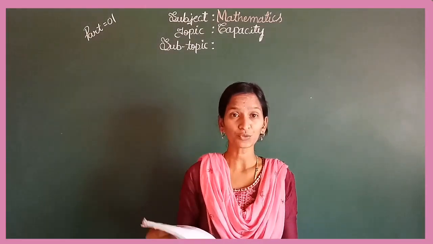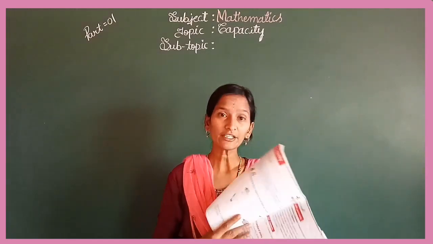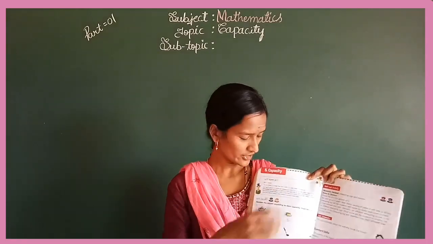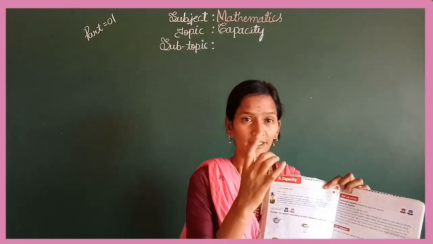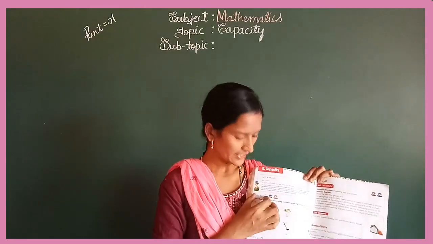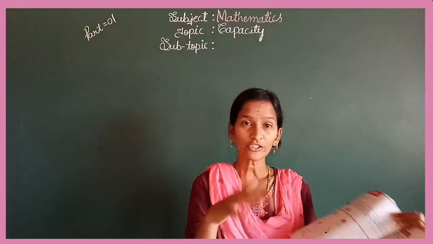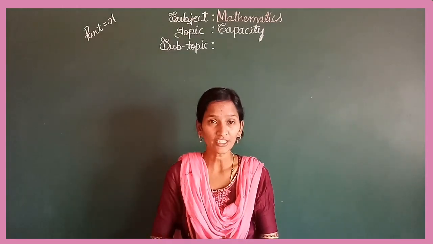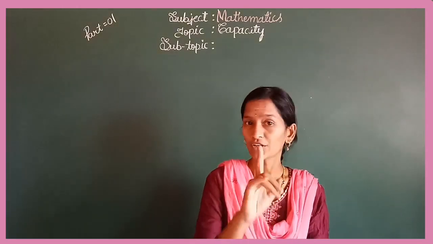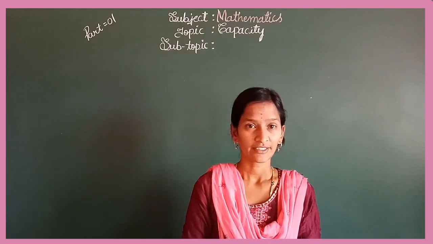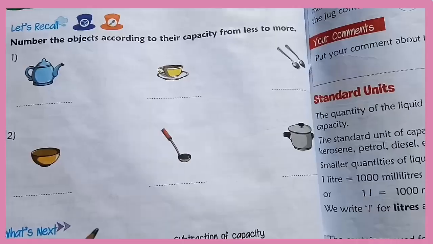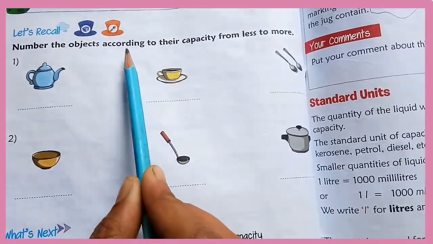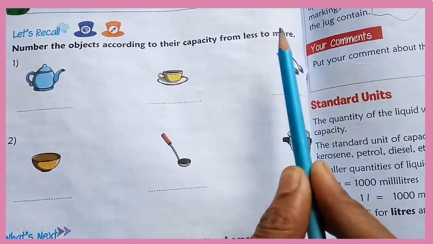Students, in your textbook please open page number 122. See here, this is page number 122. So here is your fifth chapter, that is capacity. See here, this is the Let's Recall part, meaning what you have learned in class first about capacity. Here they gave one beautiful activity. Are you ready to do? Yes. So all of you observe here. Students, look here, I am reading the headline: number the objects according to their capacity from less to more.